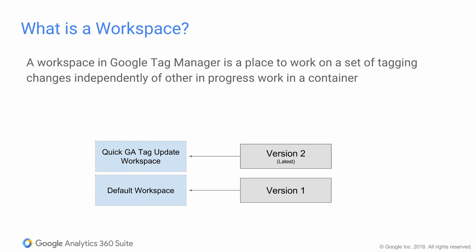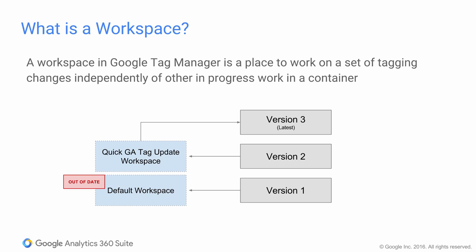If we were then to create a version or to publish this quick GA tag update workspace, version 3 is now the latest version, but our default workspace will be out of date because we've created a later version than the version that the default workspace was synced to or was updated based off of. You'll be notified that this is out of date, and we'll talk about this in a moment or two.